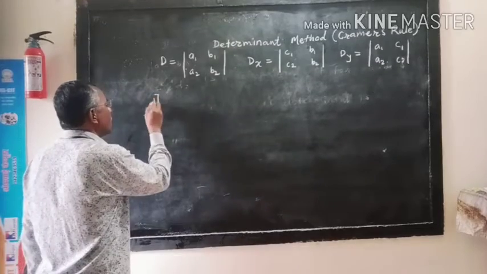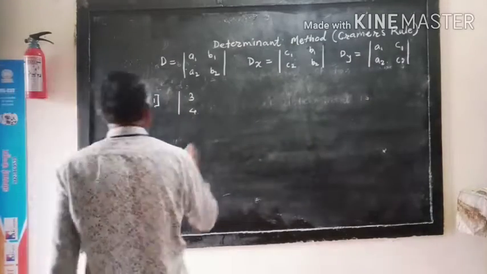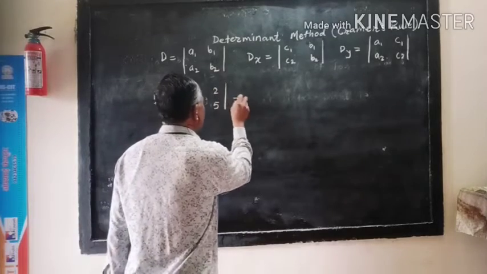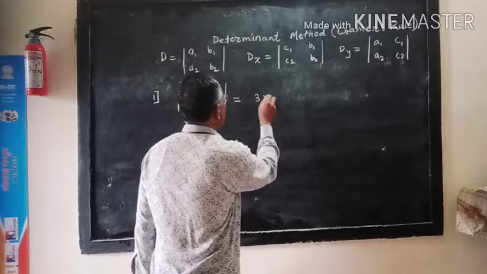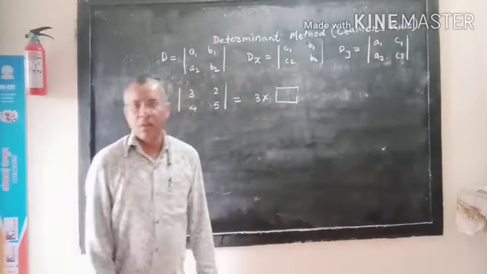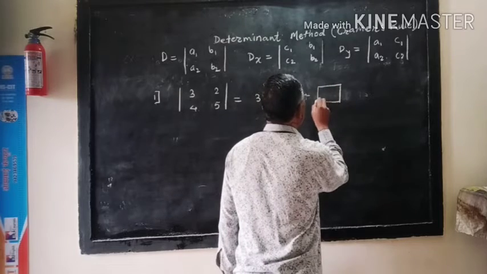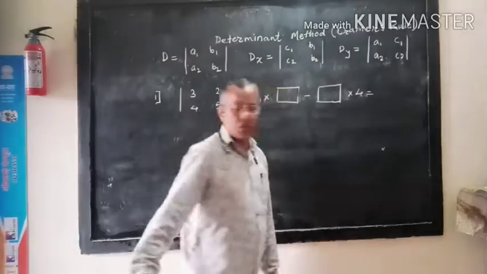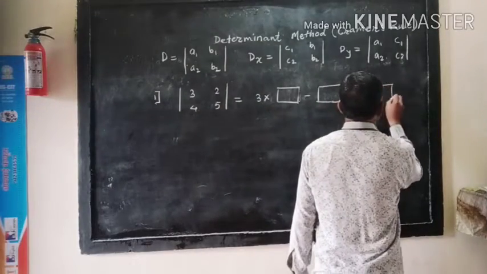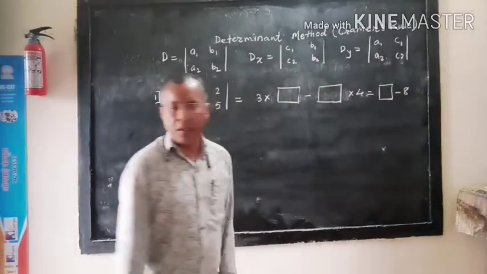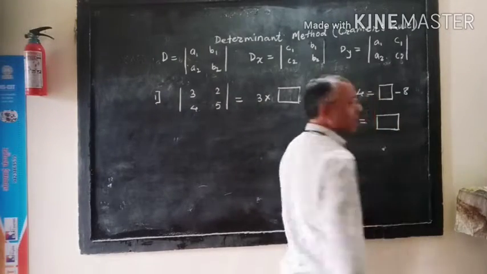Here write number 1, activity: 3, 4, 2 and 5 is equal to 3 into box, minus box into 4, is equal to box minus 8, and last is equal to box. In this way, it is an activity.